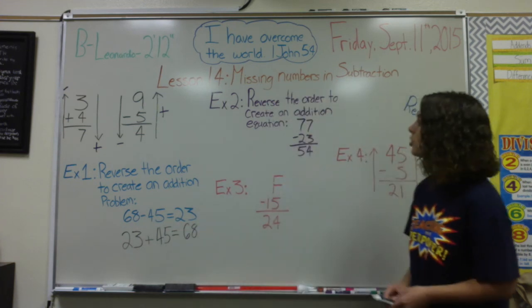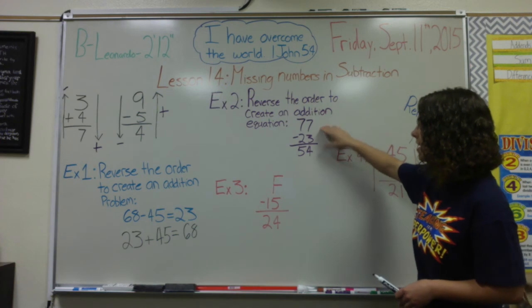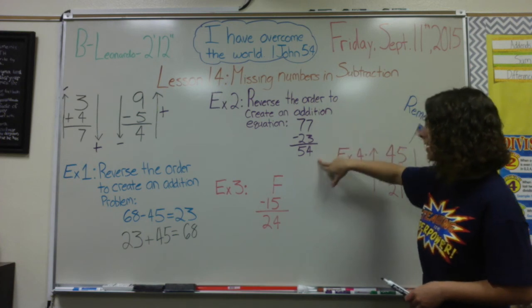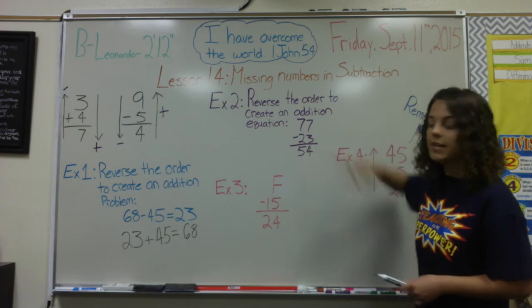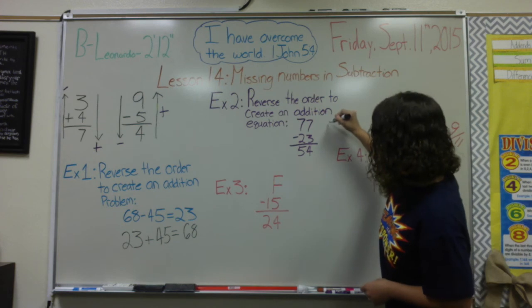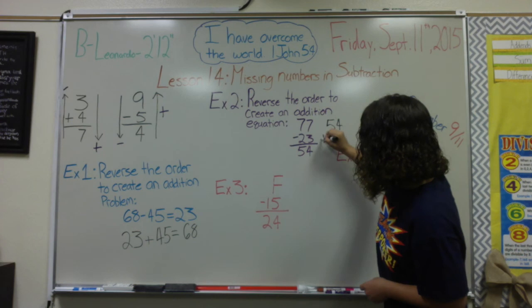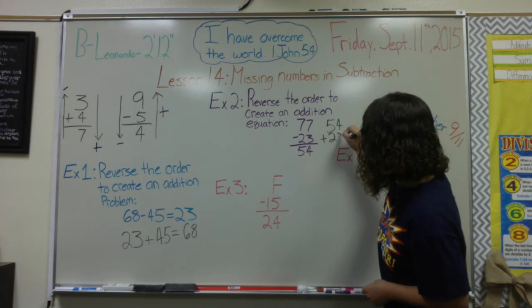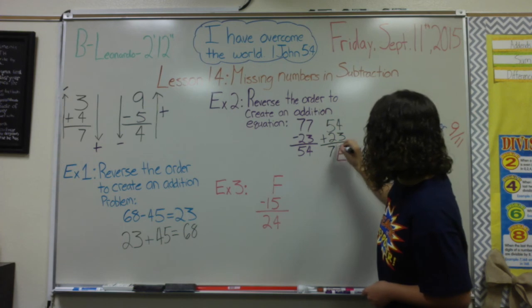Alright, so example 2 says to reverse the order to create an addition equation. Same thing. Starting from top to bottom, I read it as a subtraction problem, so if I go from bottom to top, I can create an addition problem. So your answer would be 54 plus 23 equals 77.